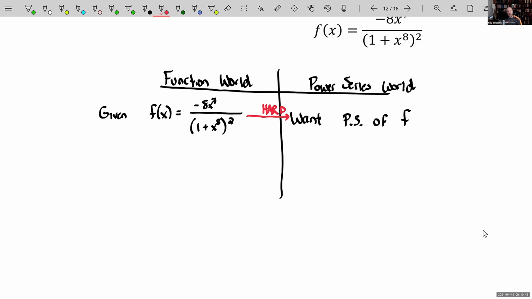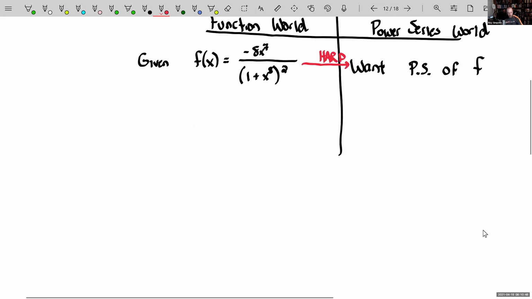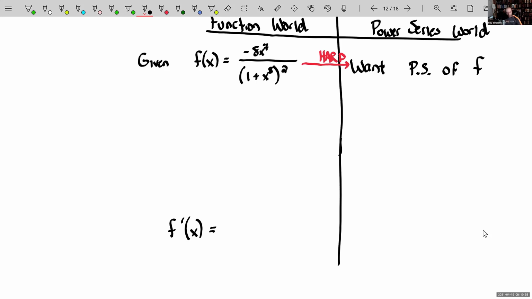Maybe I should say it this way. If you differentiate this, I'll leave a little bit of a placeholder in between. I'll say f prime of x is equal to, if you were to take the derivative of that given function, you would have a quotient rule. And the quotient rule would be just nasty.